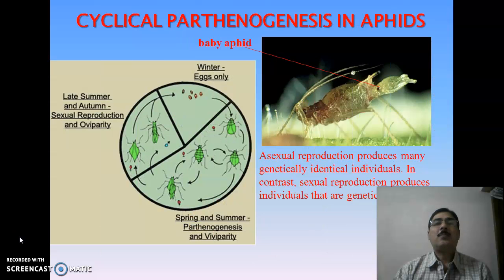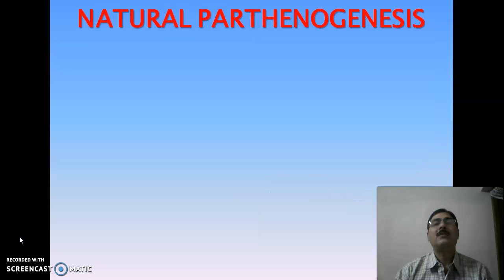This is the example of cyclical parthenogenesis, which is occurring in aphids. You can see the winter eggs are different and the spring and summer eggs are different, which shows the parthenogenesis and viviparity, while in the late summer and autumn the sexual reproduction and oviparity is common.